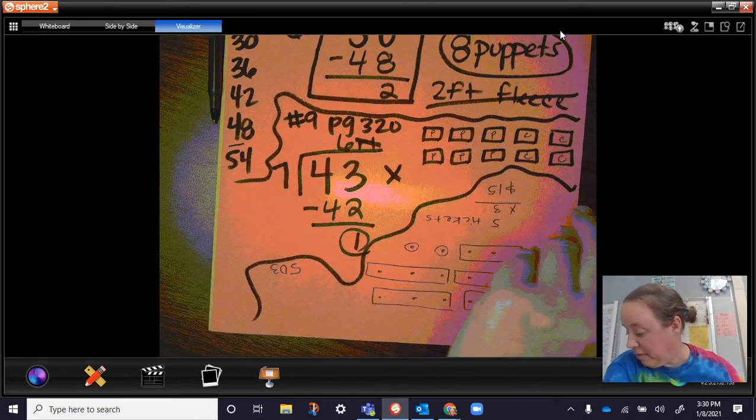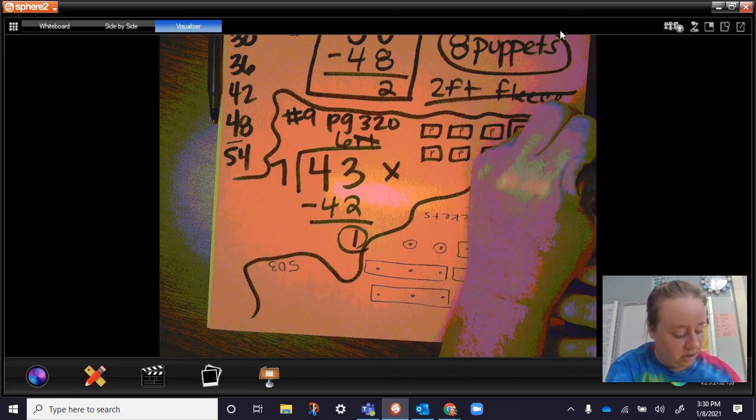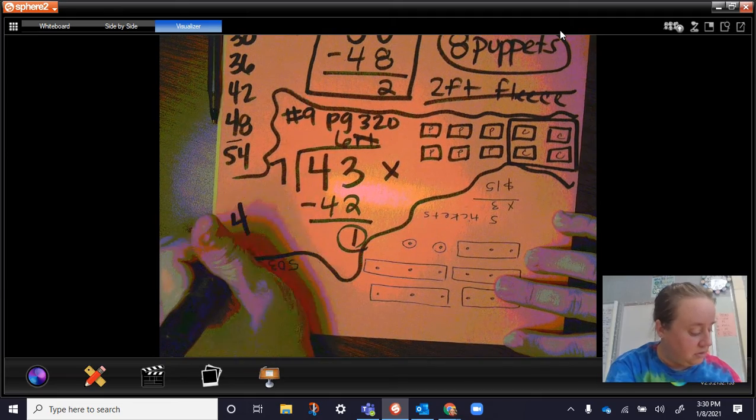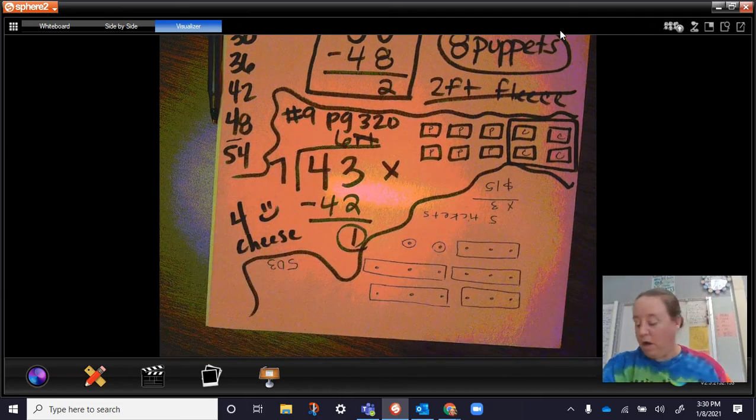So it says, how many cheese pizzas can she make? Well, she made these right here. 1, 2, 3, 4. So there's 4 cheese. 4 cheese. All right.